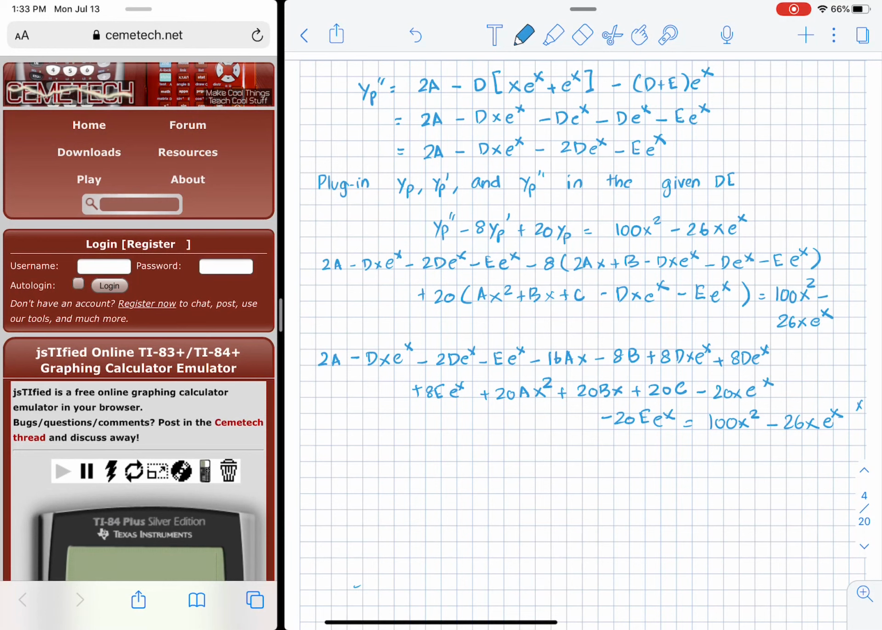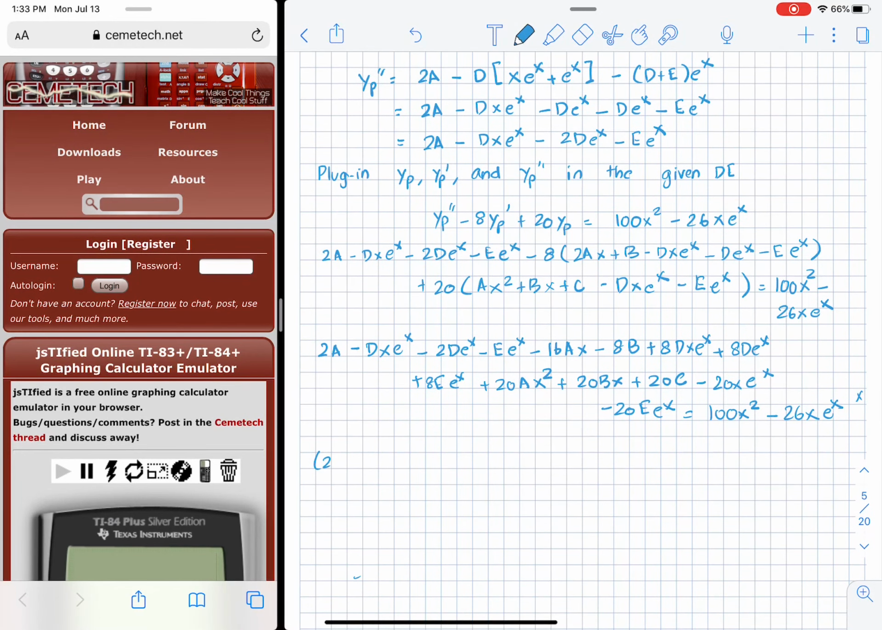Combine the constant terms. We have 2a. The b term is minus 8b plus 20c. We have a whole lot of e raised x terms. So we have e raised x, have minus 2d minus e plus 8d plus 8e minus 20e. I believe that is it.